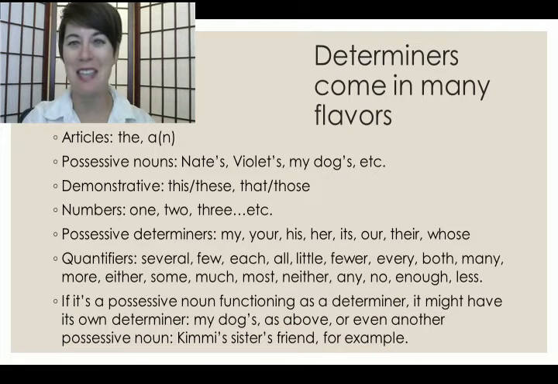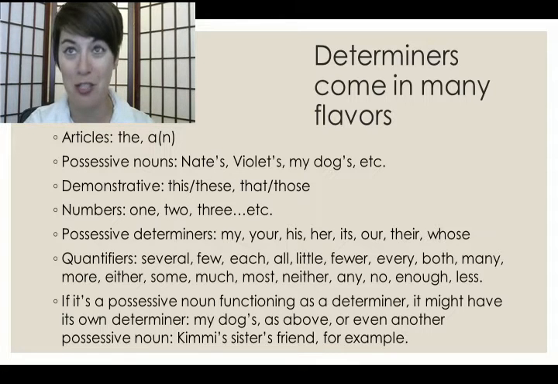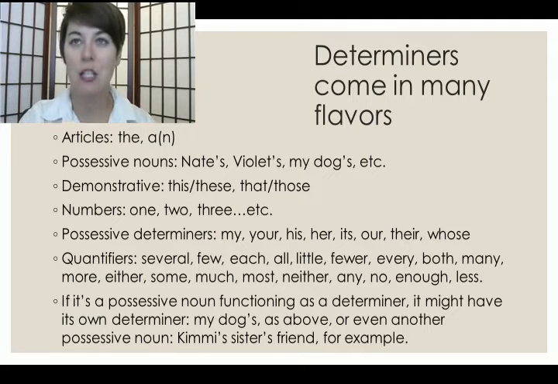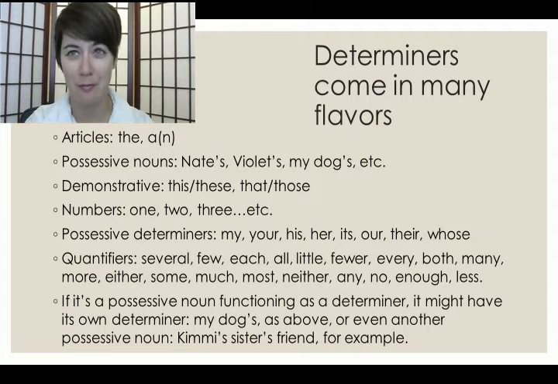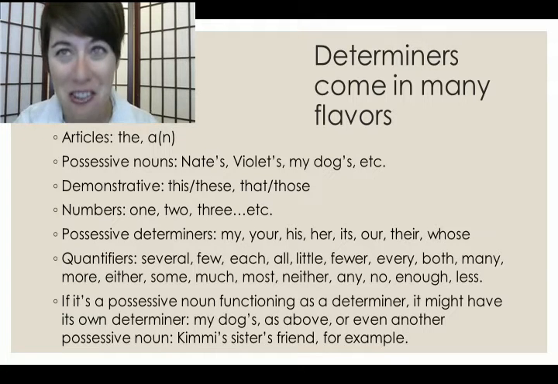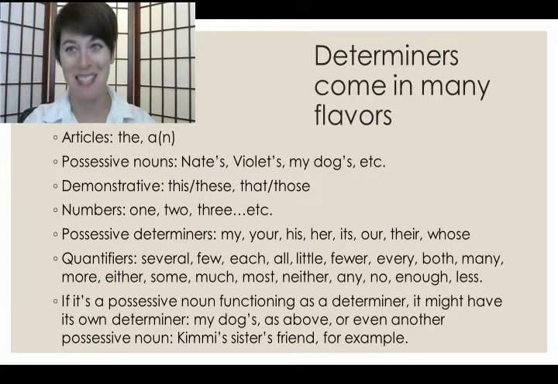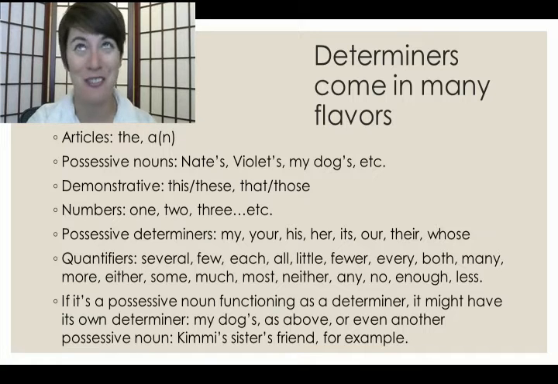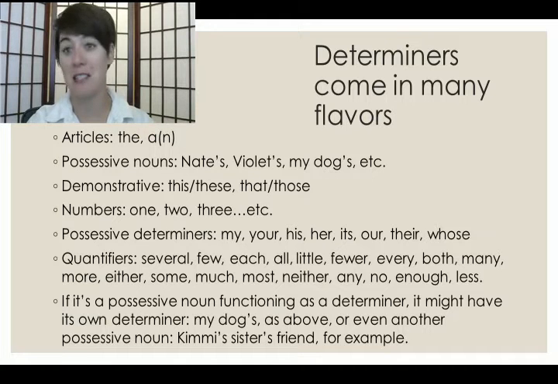Pro tip, if it is a possessive noun functioning as a determiner, it might have its own determiner. In the example above, my dog's, dog's is a possessive noun functioning as a determiner. It has a determiner of its own, my. My is a possessive determiner for that possessive noun. Cool, huh? Another example would be Kimmy's sister's friend.